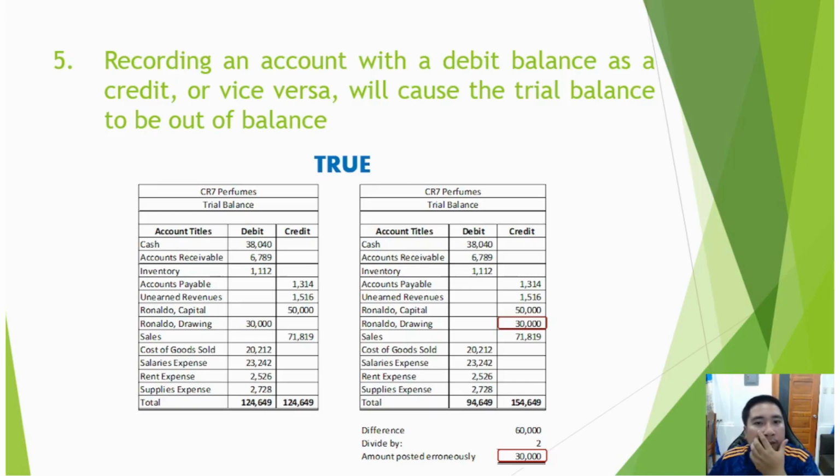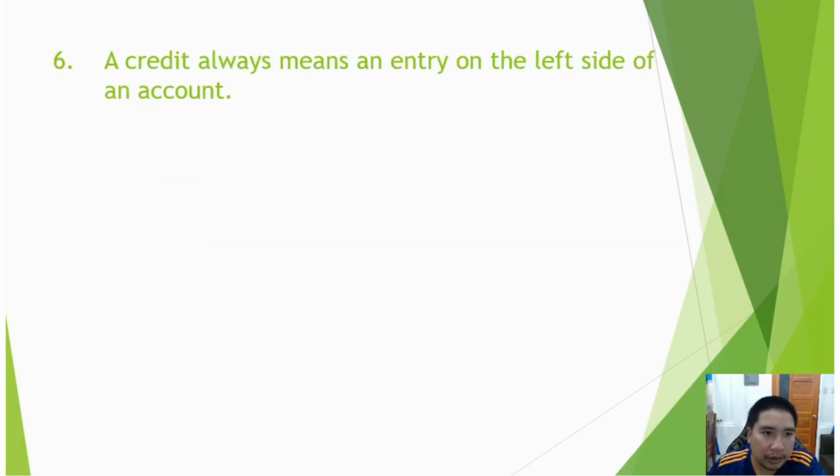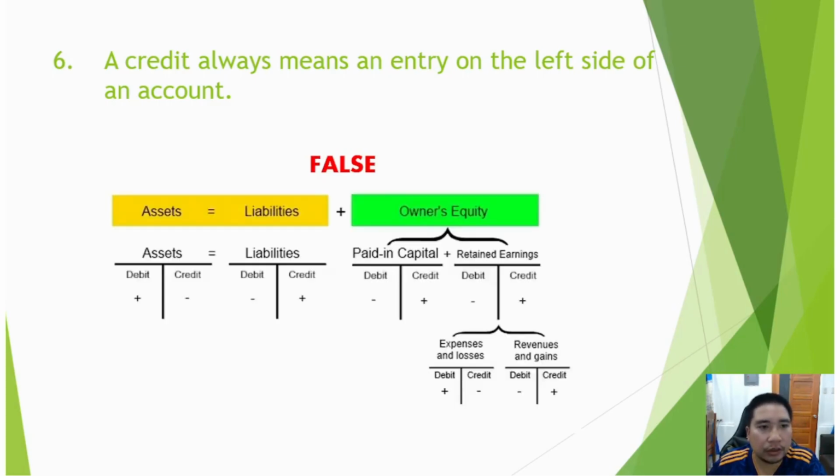If you record an account with a debit balance as a credit, or if you record an account with a credit balance as a debit, then this will cause the trial balance to be out of balance. Number 6, a credit always means an entry on the left side of an account. This statement is false. In fact, the contrary is true. Credit is always on the right side of the transaction or of the accounting equation. What's found on the left side is the debit column or the debit side.